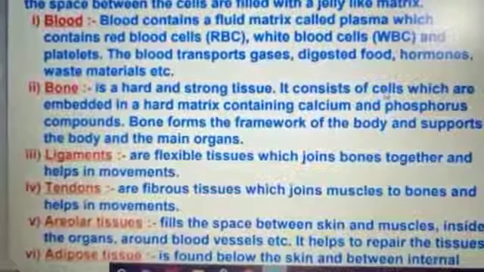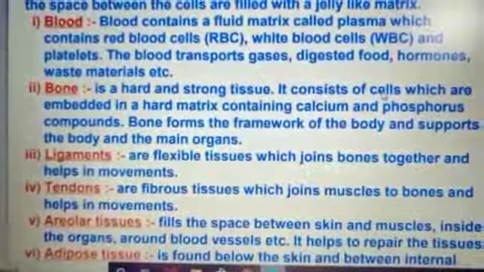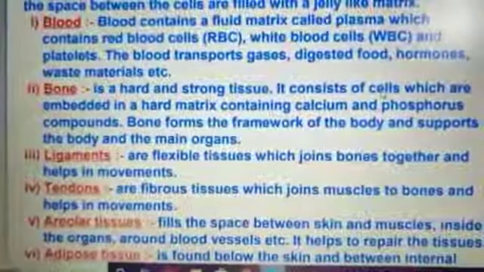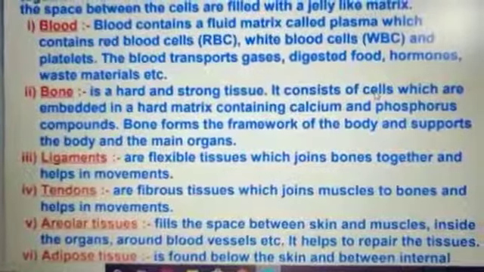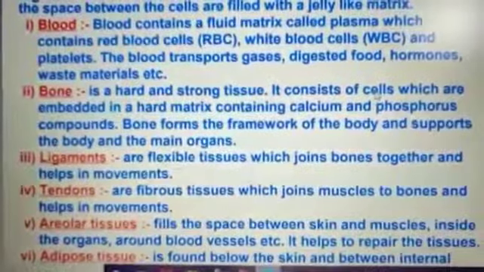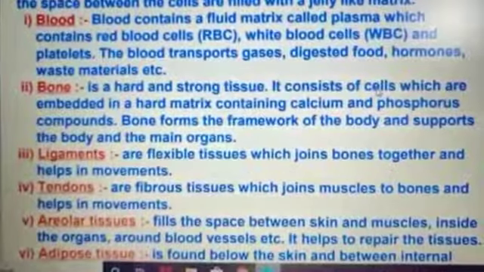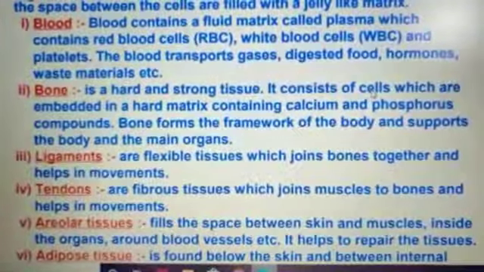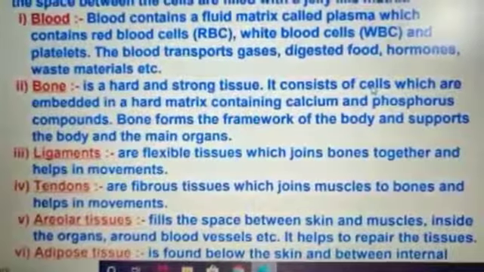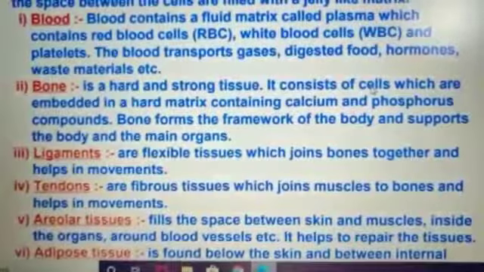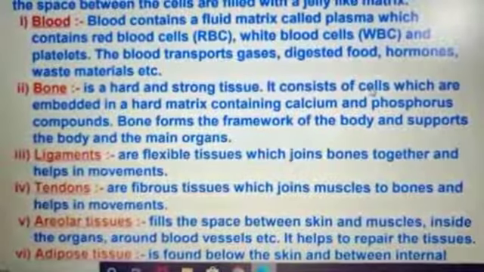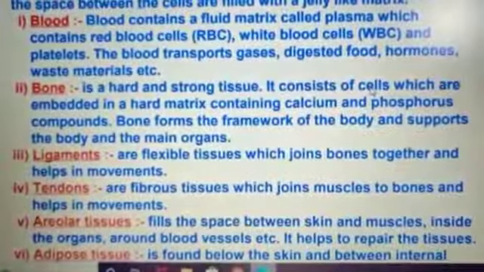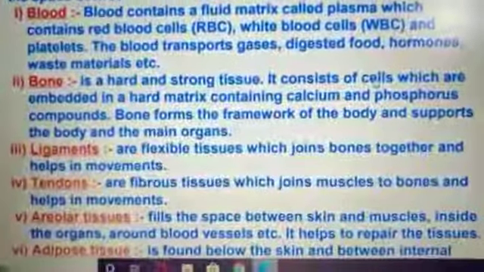The third type of connective tissue is the ligament. What are ligaments? Ligaments are flexible tissues which join bones together and help in movement. Tendons are fibrous tissues which join muscles to bone. So remember children, ligaments help in joining bone to bone. Tendons help in joining muscle to bone. And both are helping in movement.